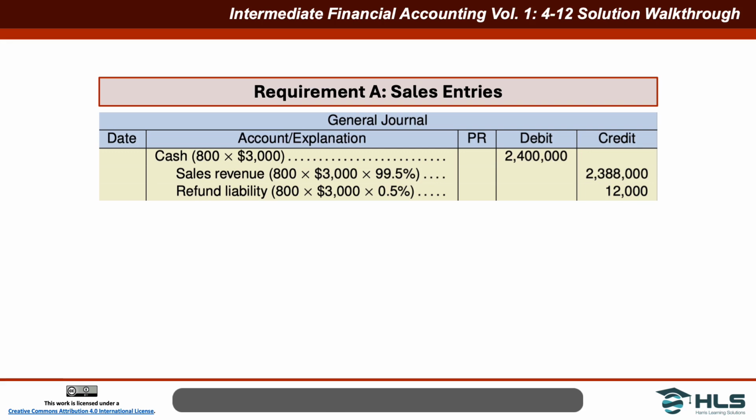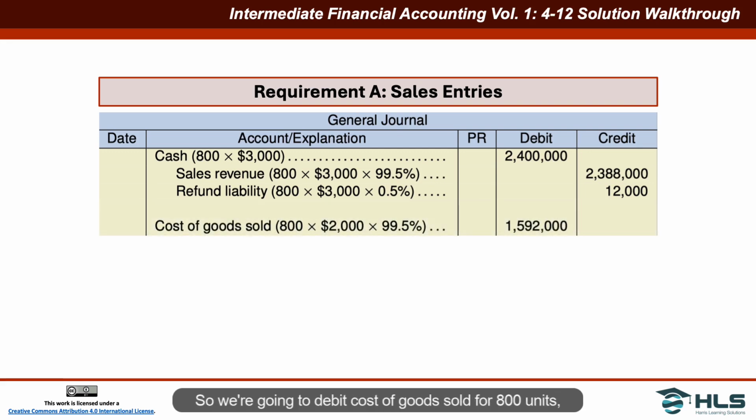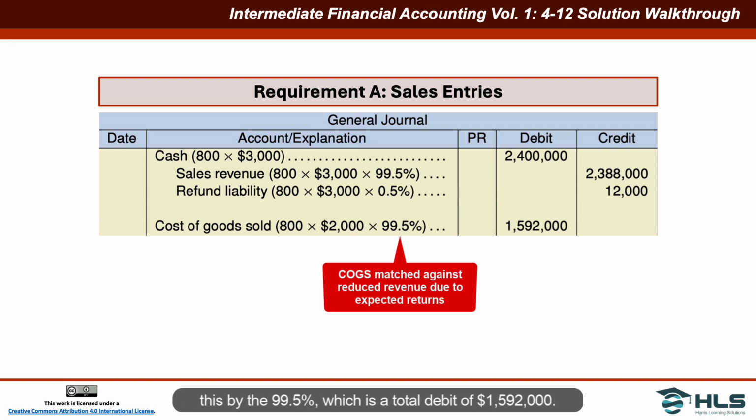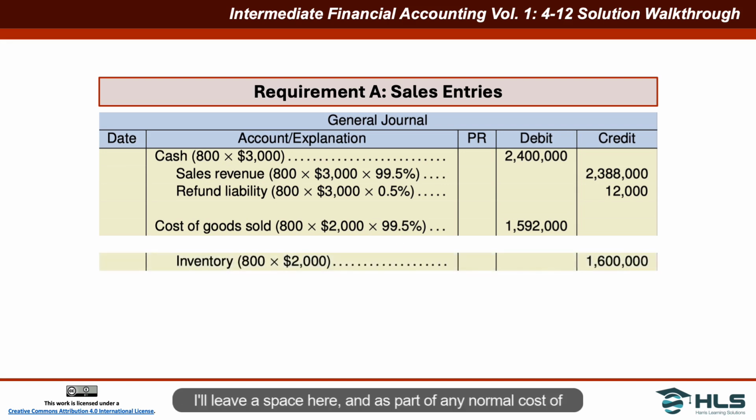Now we have to record the associated cost of goods sold. So we're going to debit cost of goods sold for 800 units times the cost of $2,000. However, we're also going to multiply this by the 99.5%, which is a total debit of $1,592,000. I'll leave a space here.